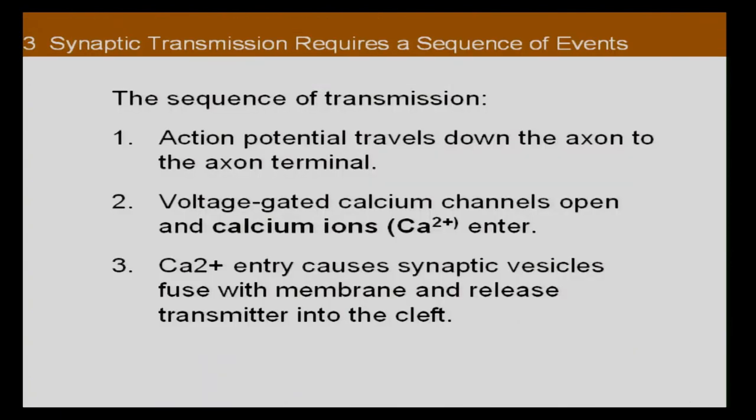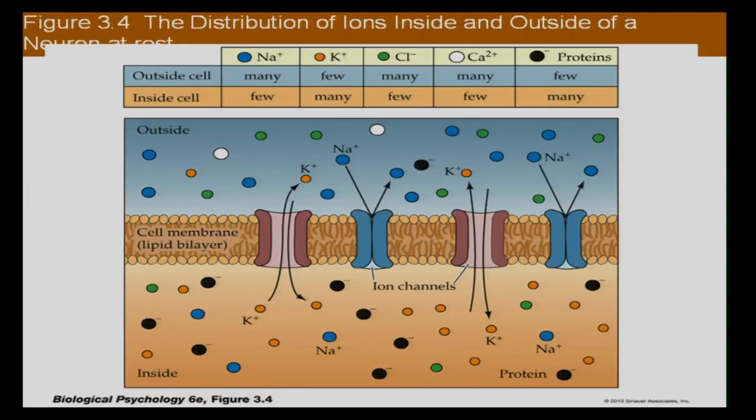Here is exactly the sequence of events. I'm going to tell you what happens, and we're going to look at the picture going back and forth. As I said, the action potential travels down the axon to the axon terminal. So we're getting this big burst of depolarization at the level of the axon terminal. What happens there is there's yet another special voltage-gated ion channel. This special voltage-gated ion channel is the voltage-gated calcium channel. It opens, and calcium ions enter the presynaptic terminal.